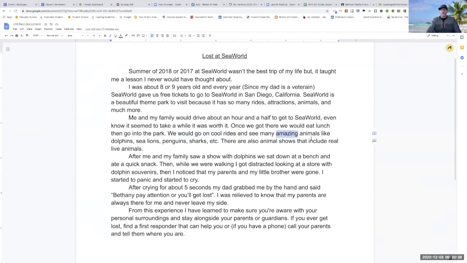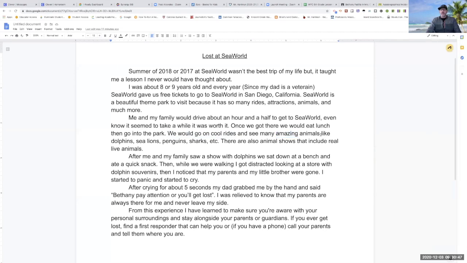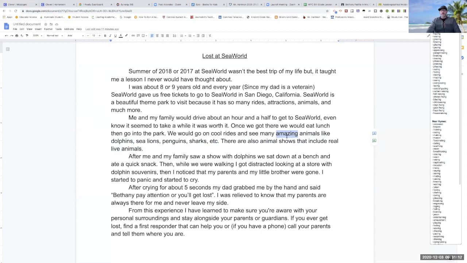Amazing animals. Okay. Now you say amazing animal. I don't know what an amazing animal looks like. And the author goes into descriptions like the dolphins, the sea lions, the penguins, the sharks. We don't even need the etc. But amazing animals like dolphins, sea lions, penguins, sharks, yeah, you could potentially get away with that. Amazing is kind of a dead adjective there, but so is cool. So just tell me what that cool ride looks like.